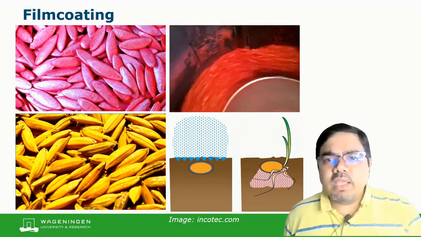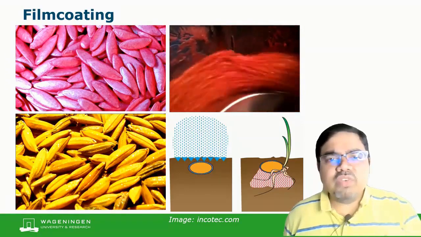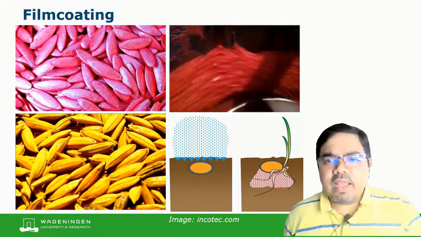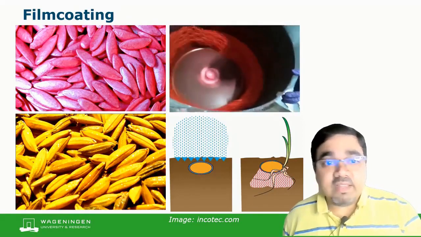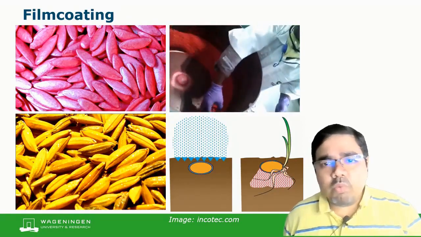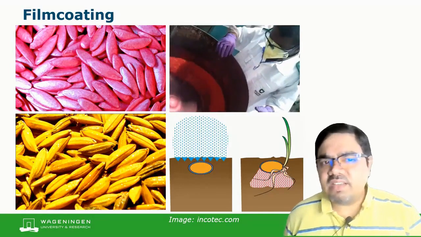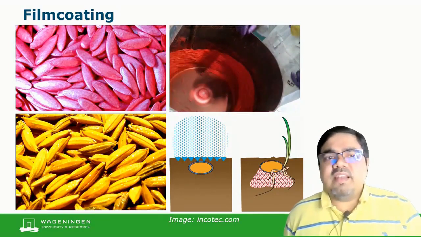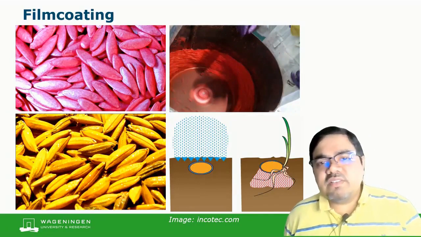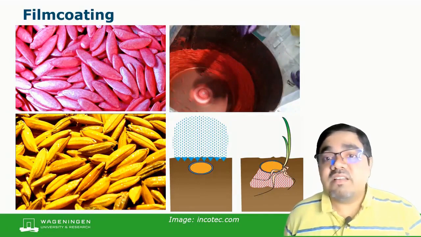Seed film coating is the application of a very thin, usually colored, biodegradable and water-soluble polymer layer around the seed, mainly to apply actives, that is, fungicides, pesticides, hormones, micronutrients, biologicals, etc., without changing the shape and size. Seed coating is an advanced form of traditional seed treatment with water-based slurries.